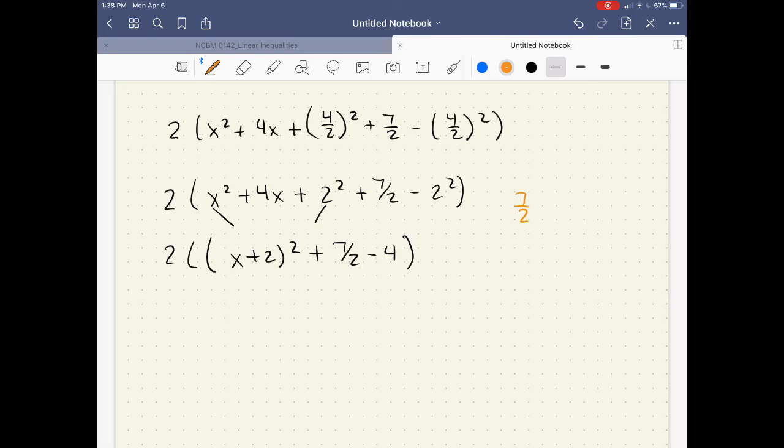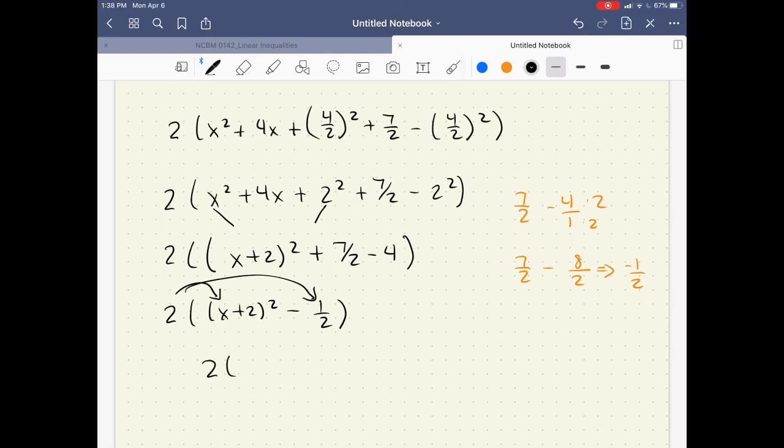So I have 7/2 minus 4 over 1, times 2 over 2 on both sides. So I have 7/2 minus 8 over 2, which is negative 1/2. So I have 2 times ((x plus 2) squared minus 1/2). Now I have to distribute that 2. So I have 2(x plus 2) squared minus 2 times 1/2. So I have 2(x plus 2) squared minus 1.